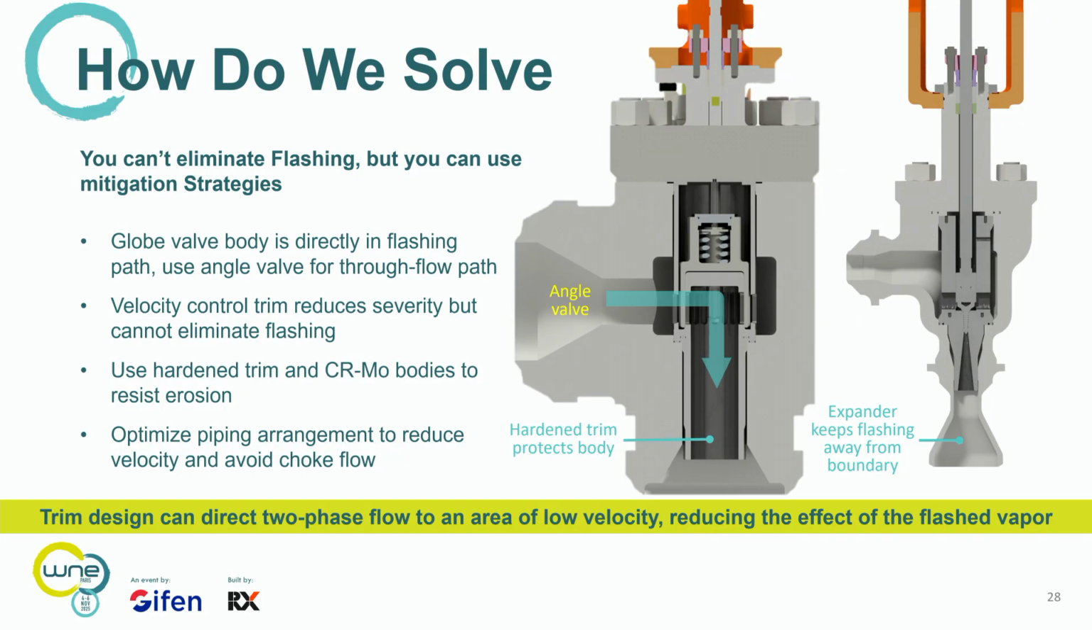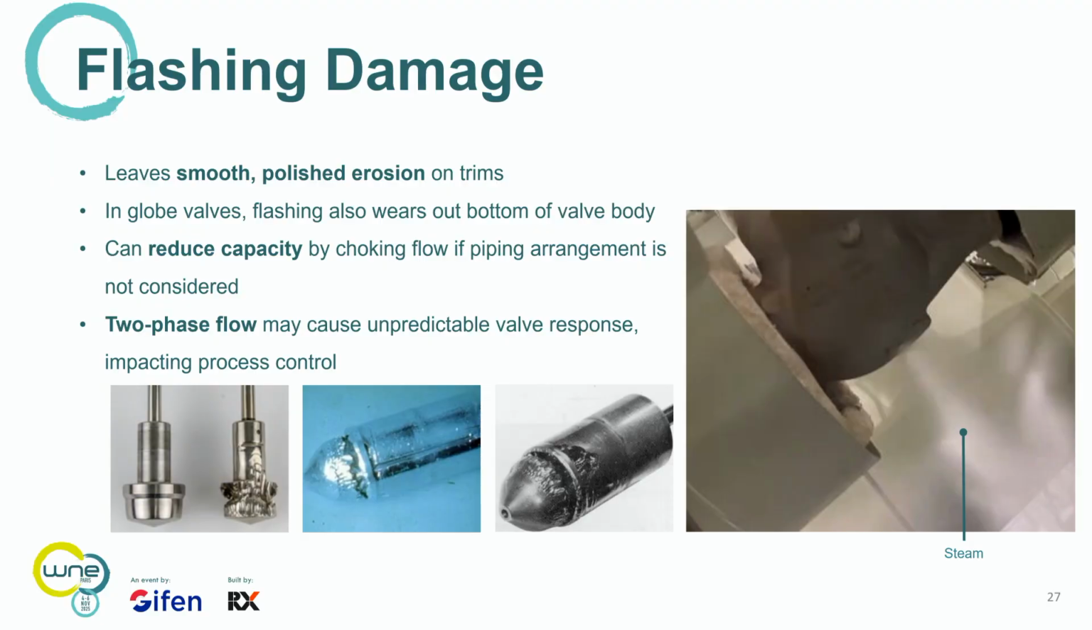Okay? So I mentioned that you cannot solve flashing, but there is some best practice, and it's amazing how many times I've seen flashing applications with globe valves. Let me go back to that picture real quick. This is an example of a globe valve. It's flashing. It blew out the bottom of the body, right? Because that flashing is just going to keep eating the bottom of that valve body, eroding it until it's just gone. And next thing you know, you've got high pressure steam coming out the bottom of the body. So what can we do?